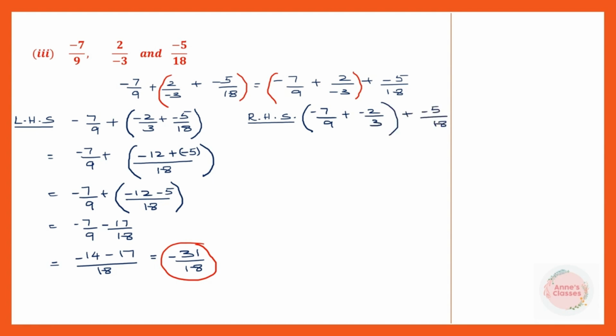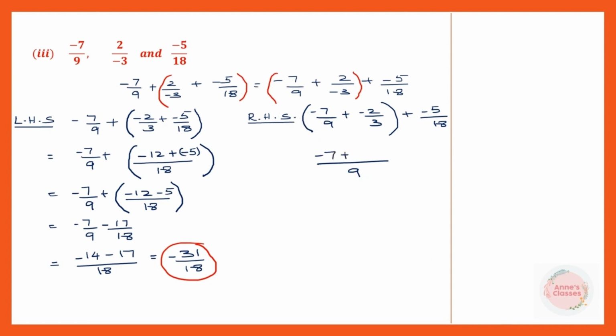So now we need to work out what is within brackets here. And as you can see, denominators are different. So we must find the LCM of 9 and 3. The LCM of 9 and 3 will be 9. So look at the first rational number, minus 7 by 9. The denominator is 9. It's the same. So we write the same numerator also, minus 7.